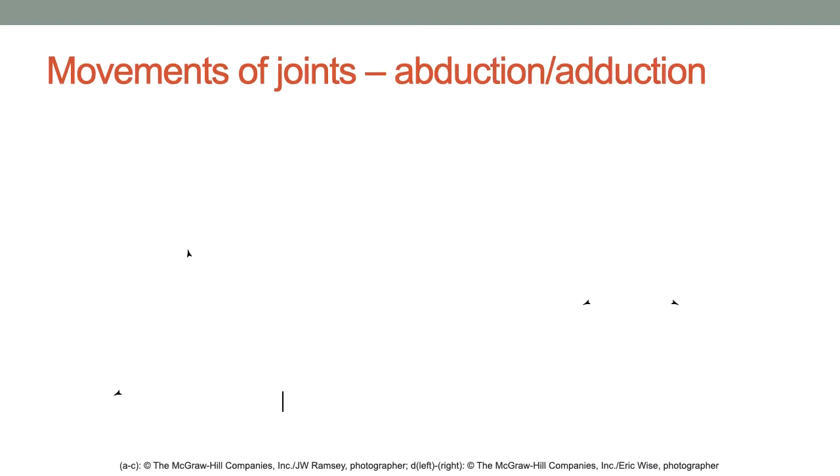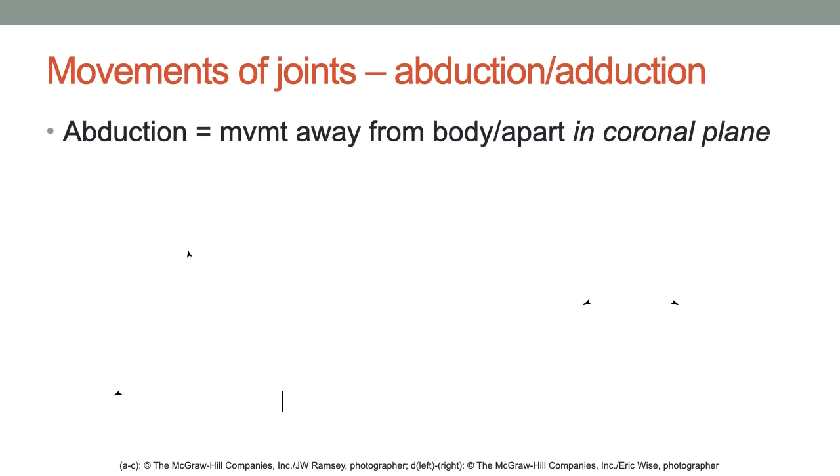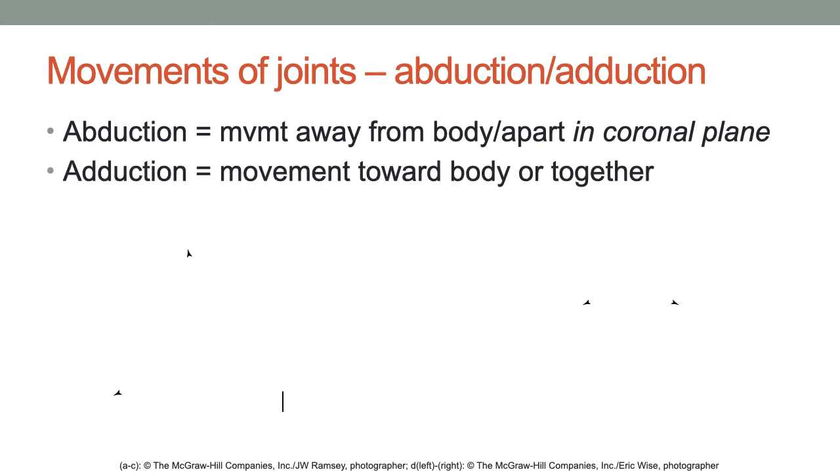Now let's talk about abduction and adduction. Abduction is movement away from the body, some part of the body along the coronal plane, whereas adduction is movement toward the body or together, okay? One way to think about this is when you abduct something, you take it away. So if you're abducting the arm, you're moving it away from the body or apart from the body. When you adduct it, you add that arm back in, so that is like adding it back to the person or the body.